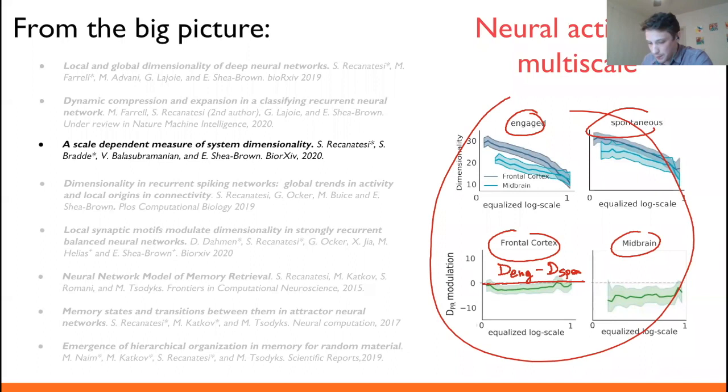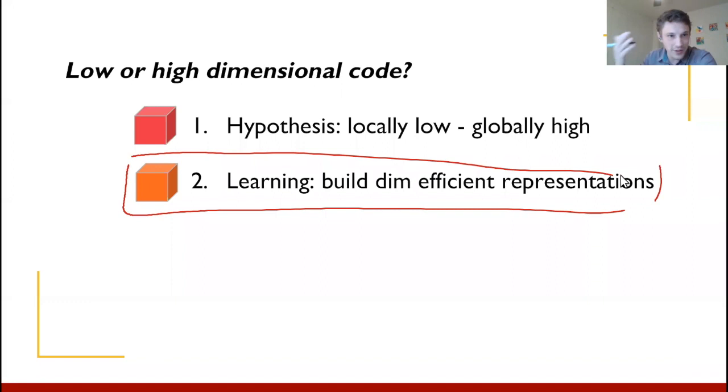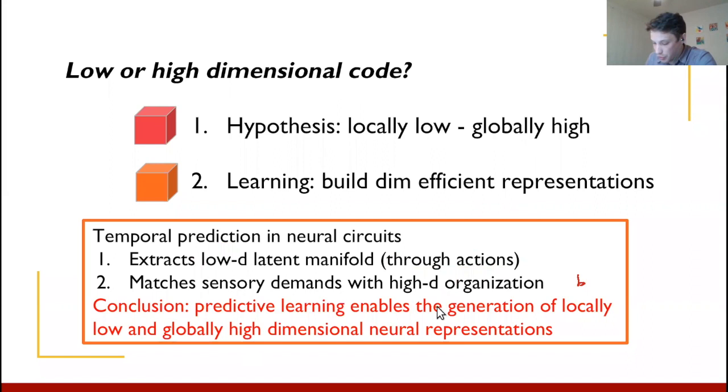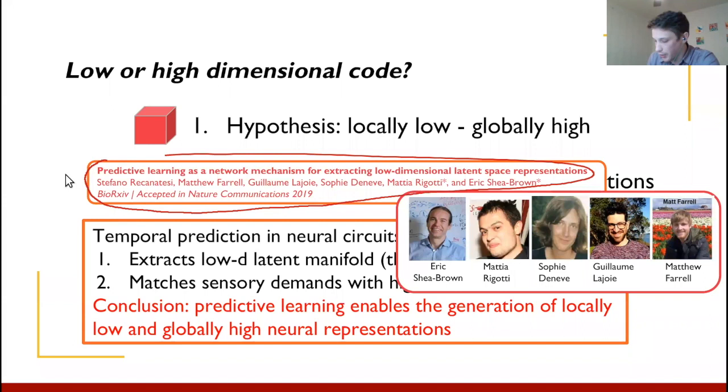These are just to highlight some phenomena that you can see in data and how it relates to this hypothesis. But the punchline of this second session is really something simpler than all these that I added in the end: temporal prediction in neural circuits extracts a low dimensional latent manifold. I didn't show that actions are essential for the encoding of action, and it matches sensory demands with a high dimensional organization. So this is my local property and this is my global property. In one sentence, the conclusion can be termed as follows: predictive learning enables the generation of locally low and globally high dimensional neural representations. And we have much more theory in this paper that is now accepted in Nature Communications and was a joint work co-led by Mattia and Derek.